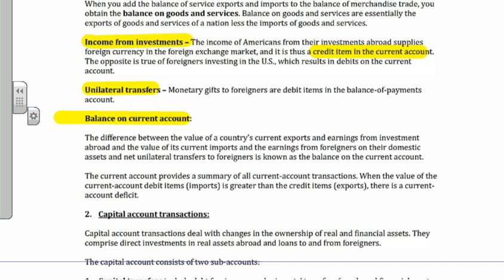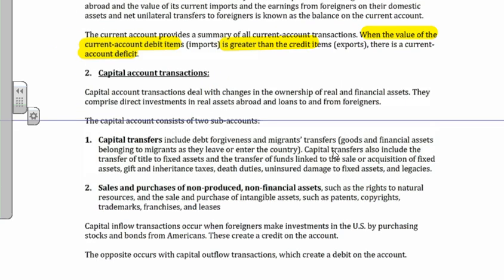Okay, and just to summarize, when the value of the current account debit items is greater than the credit items, we've got a current account deficit. Remember, if there's a deficit on the one, there will be a surplus then on the other. Okay, let's have a look over here.